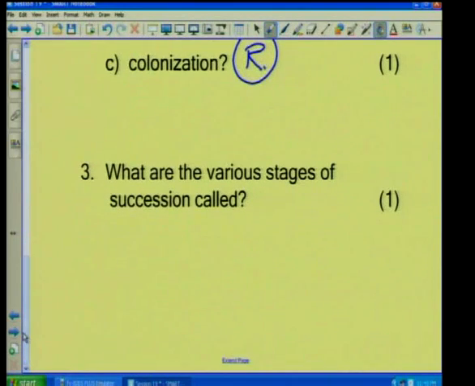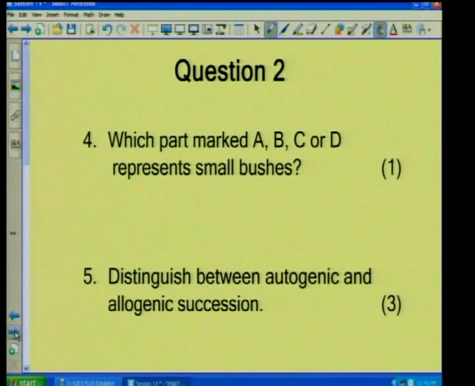Okay. What are the various stages of succession called? Now remember, the pieces of it were series. So your succession stages will be seral. Seral what? Seral stages. Okay, never just give the answer. Always give the answer and say what it is.